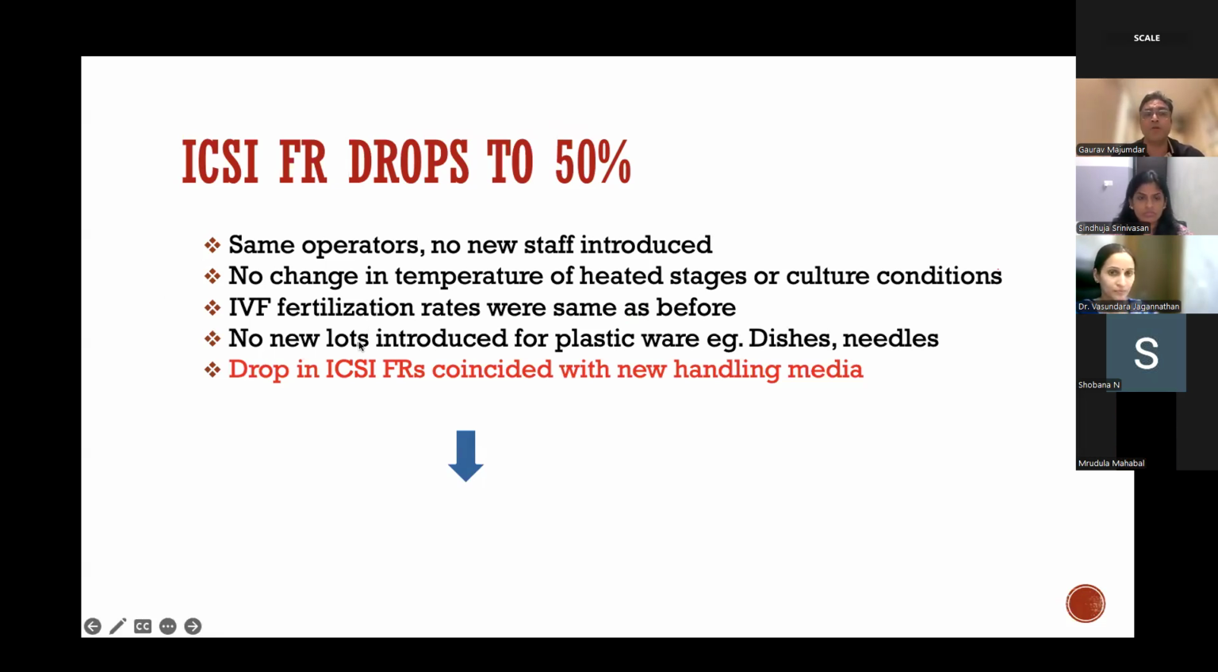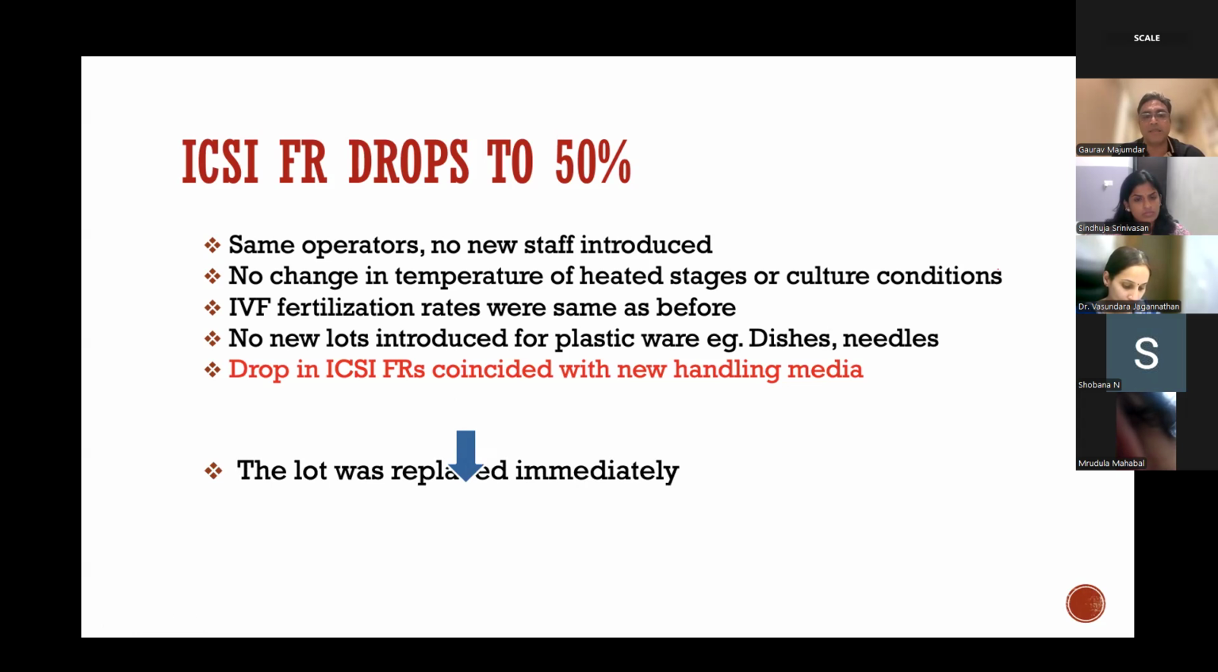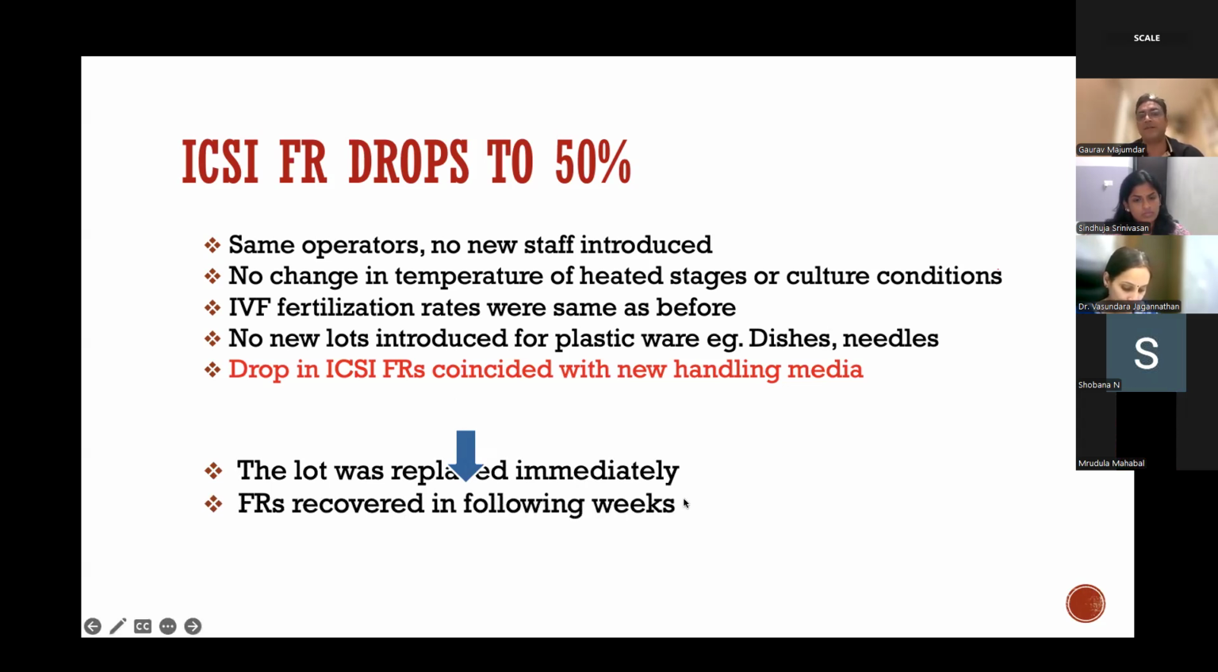And they found that no new lots of plasticware were introduced, like dishes and needles. So, you tend to have large lots of dishes and needles. But they finally found that the drop in the ICSI fertilization rate coincided with the new handling media. And the moment that lot was replaced, the fertilization rates recovered in the following weeks. So it was a culture media problem, right?